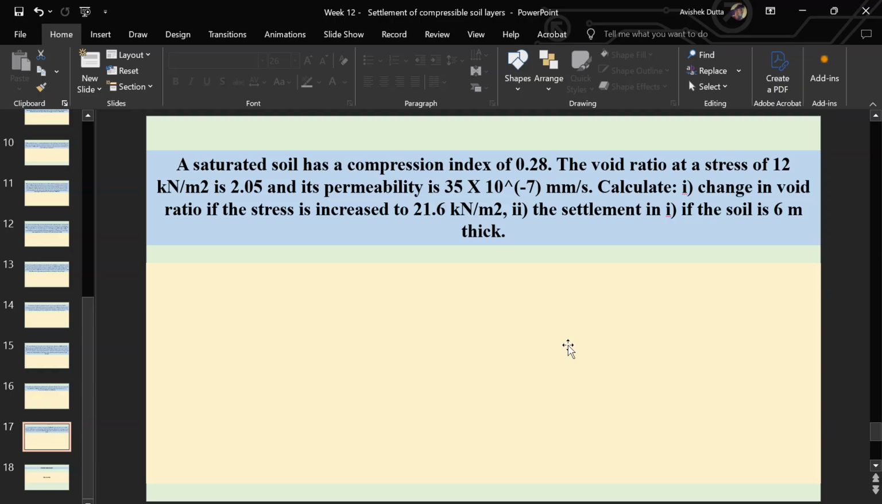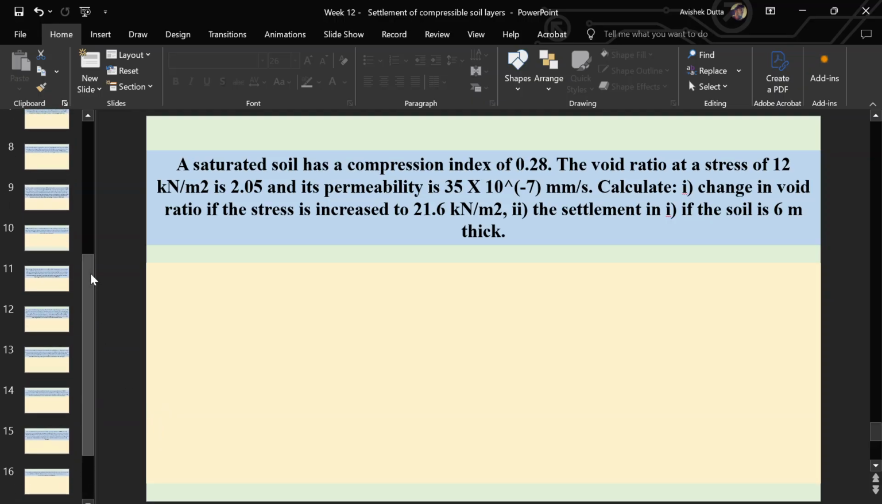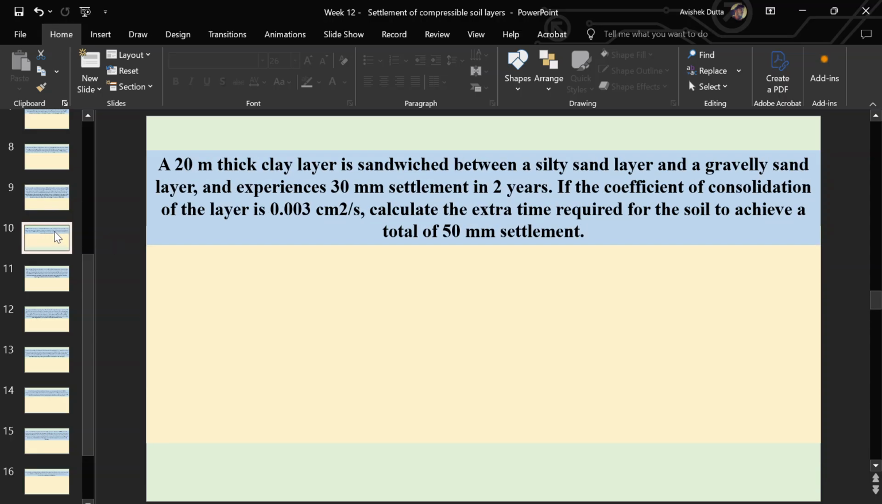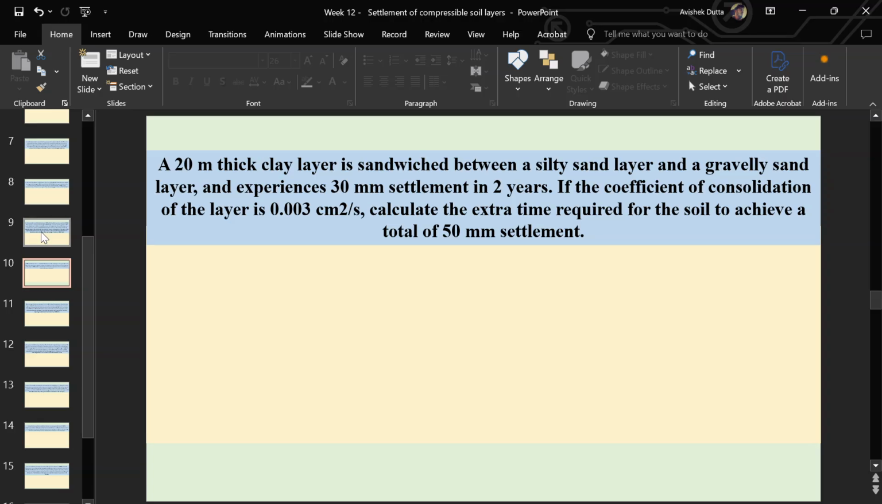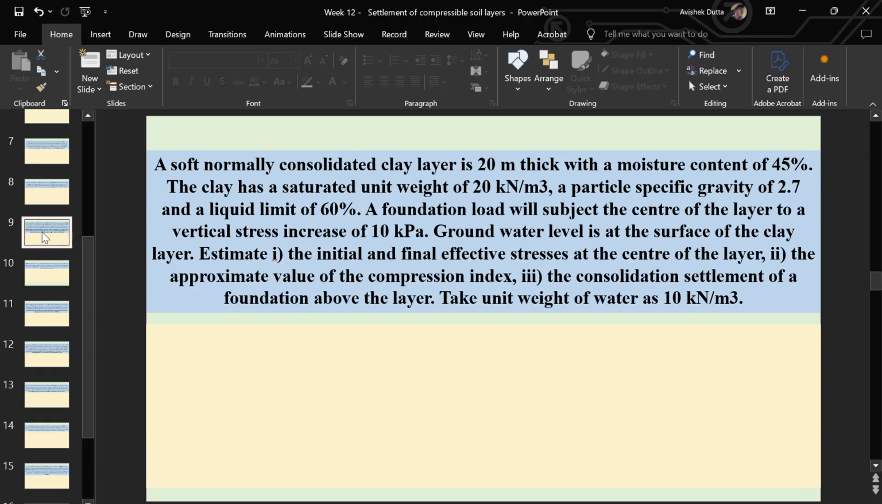Shall I show you the previous sums? You can take a screenshot. Hello? Are you there? Okay, sir. So from this question you started writing, right? From this question. A 20 meter thick clay layer. Anyway, this was the previous question. Please take a screenshot.